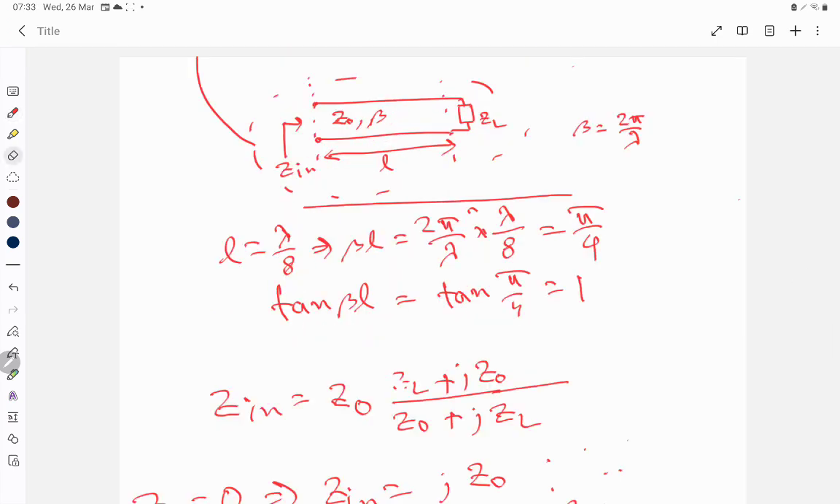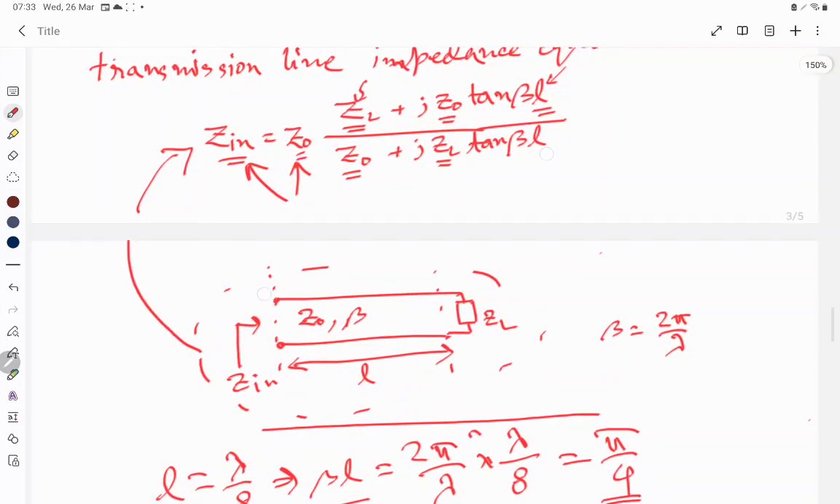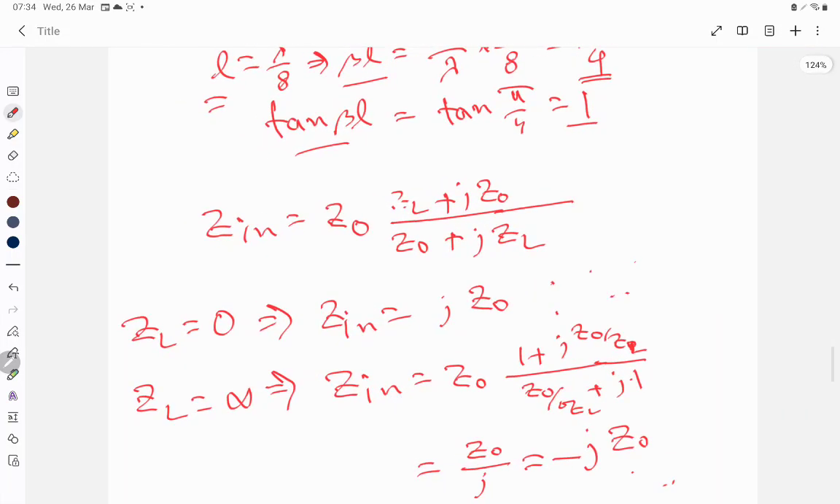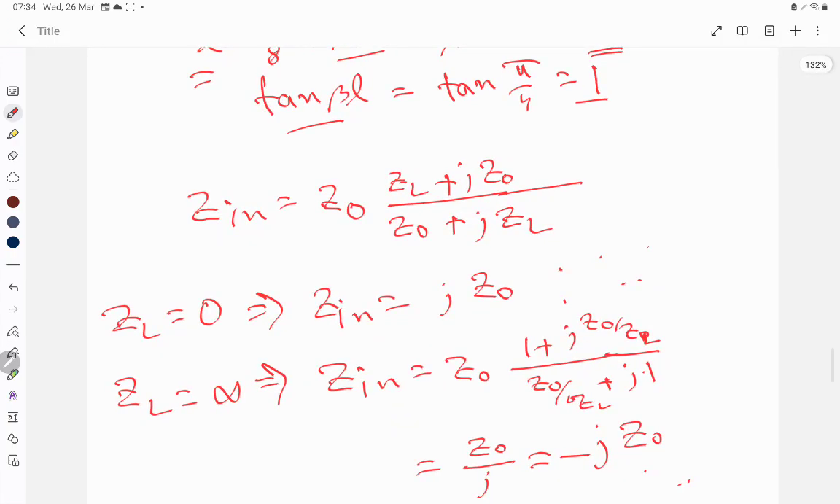Now if we take a special case where our length L is equal to lambda by 8, then beta L is pi by 4 and tan beta L becomes 1. So in our previous equation we replace tan beta L with 1, and we get Zin equals Z0 times (ZL plus jZ0) by (Z0 plus jZL). Now if we replace our load impedance with a short circuit, then our input impedance becomes jZ0, which is nothing but an inductance. So it becomes inductive.